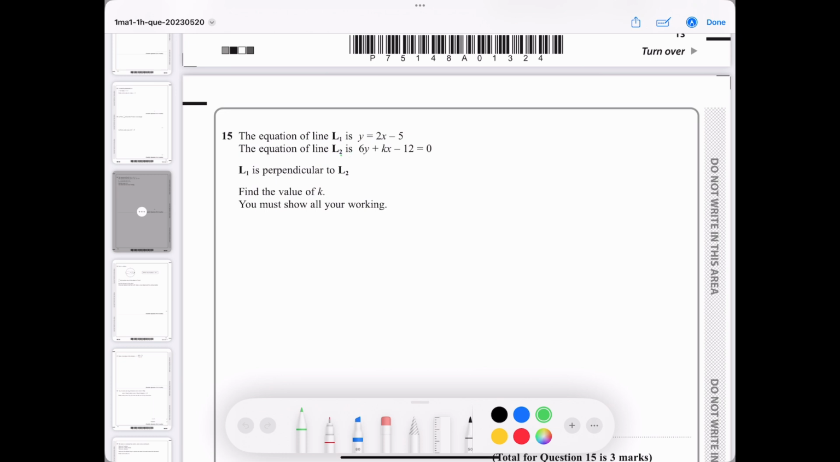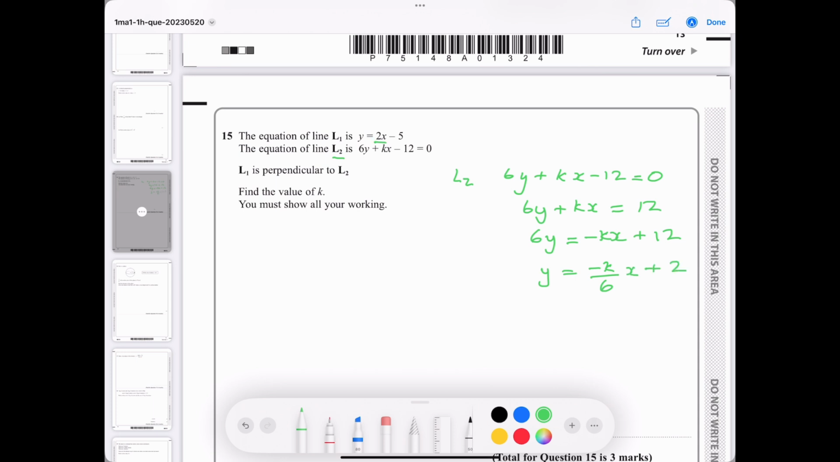So let's just reorganize L2. L2 currently is 6y plus kx minus 12 equals 0. So let's make it 6y plus kx equals 12. And then let's make it 6y equals minus kx plus 12. And let's divide everything by 6. So y equals minus k over 6 x plus 2.